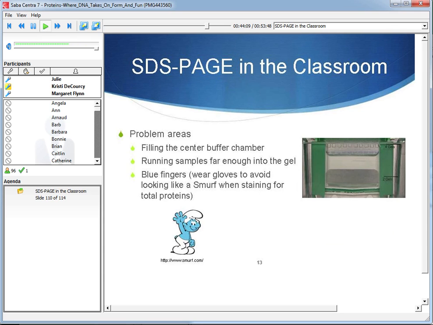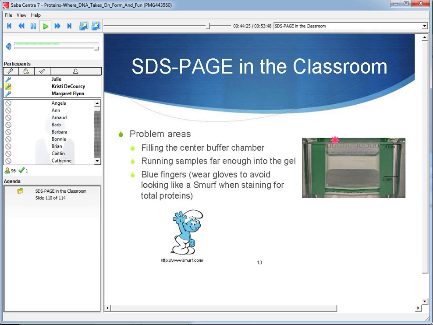Another problem I've run into, and this is when teachers call me asking about it, one of the biggest things that people don't understand is that center buffer chamber I talked about. You have to fill that chamber so it's above the level of the wells or you won't get electrophoresis.